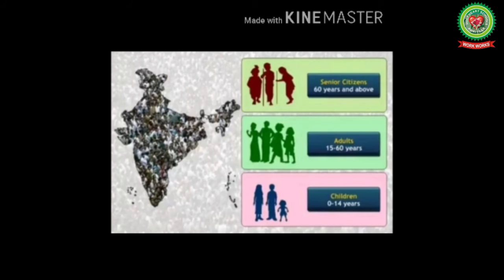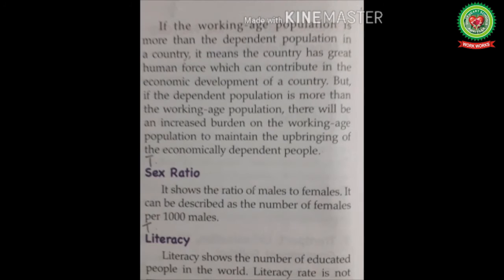If the working age population is more than the dependent population in a country, it means the country has great human force which can contribute to the economic development of a country. But if the dependent population is more than the working age population, there will be an increased burden on the working age population to maintain the upbringing of the economically dependent people.